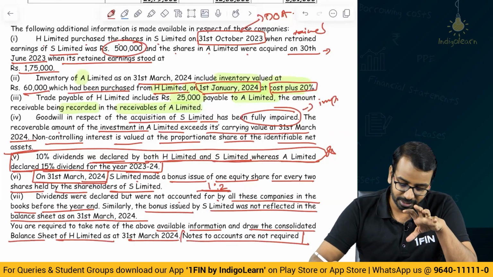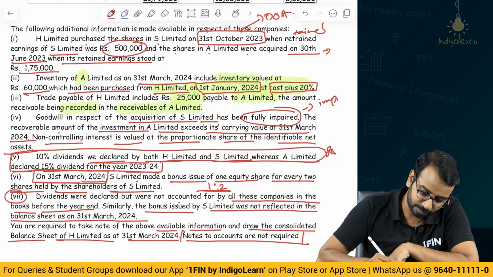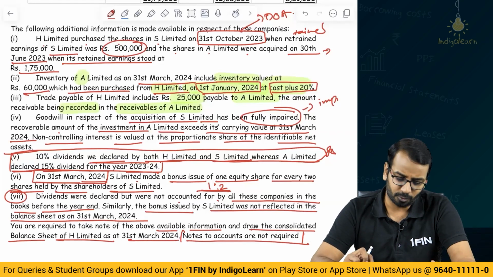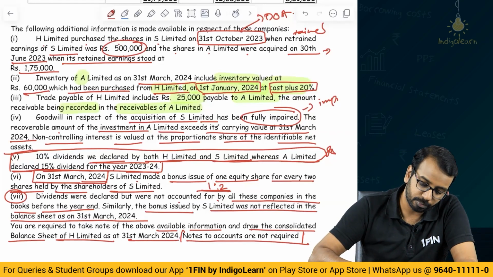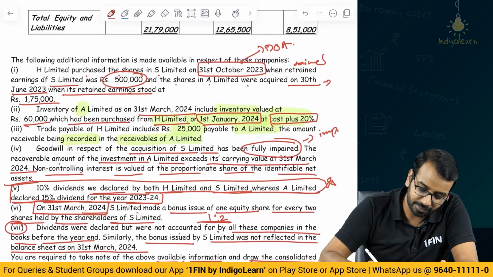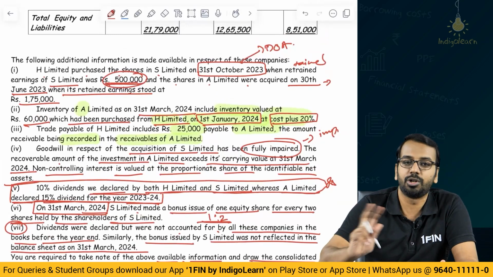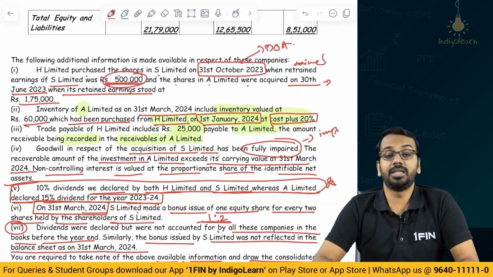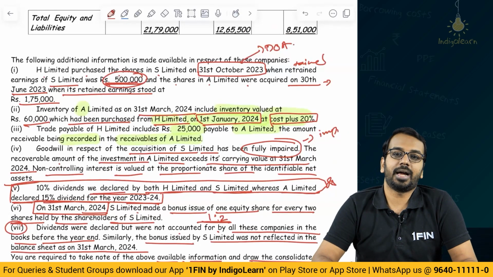Okay. Now, here are some things that we have to understand: dividend treatment and bonus related treatment. Rest all are simple and straightforward. One more thing is to identify what is the pre-acquisition, post-acquisition. They have given us retained earnings on that date, so no need to worry about that as well. So, with this understanding, let us look at the solution.